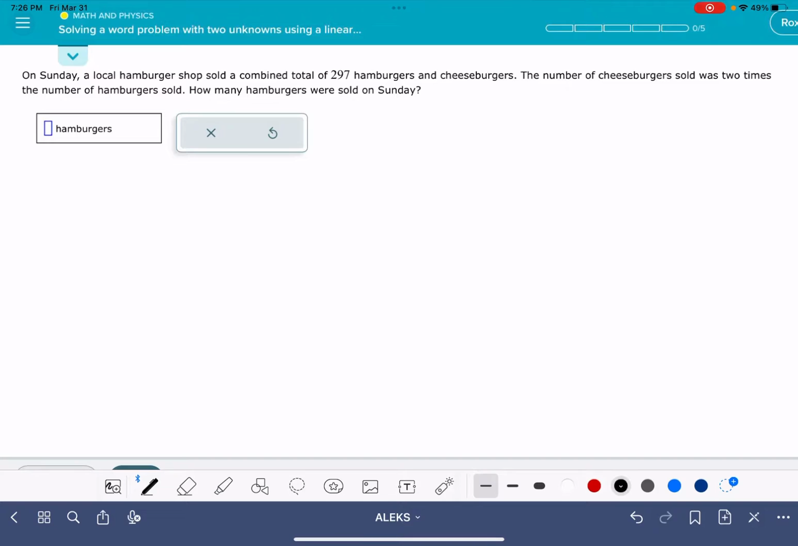I'm going to write that down. So the number of hamburgers plus the number of cheeseburgers is 297. That's going to be important.